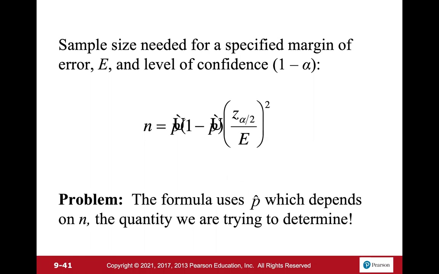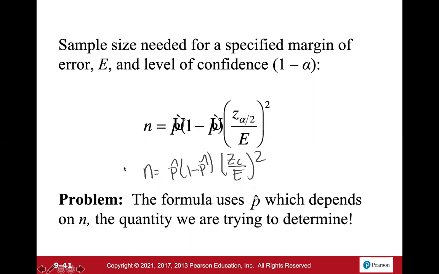Problem: the formula uses p hat, which depends on n, the quantity we are trying to determine. Again, remember we talked about any information being good information. So p hat times 1 minus p hat, critical value over E squared. Here we need to find out what p hat is before we could even figure out what the sample size is, right? So what do we do?